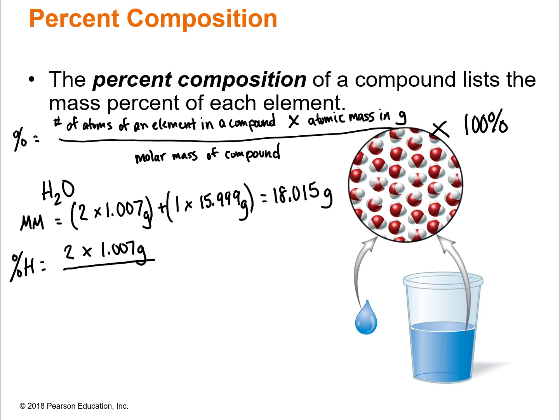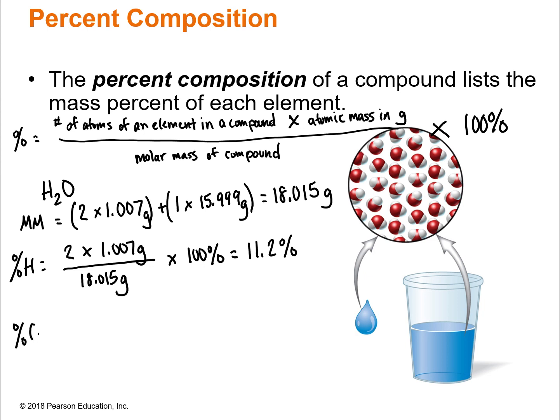So there's the number of atoms times the atomic mass of hydrogen in grams. We divide that by the molar mass of water. And then multiply by 100%. When you do that, you should get somewhere in the ballpark of 11.2%.